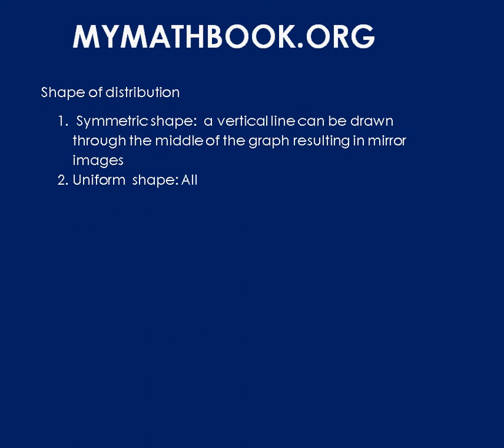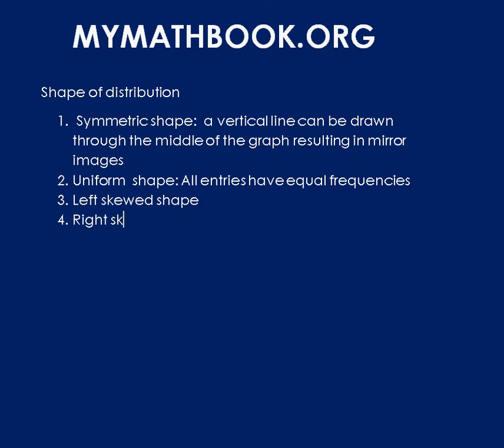So let's write it down. All entries have equal frequencies. Third one I'd like to talk about will be the left skewed shape. The last one will be the right skewed shape.